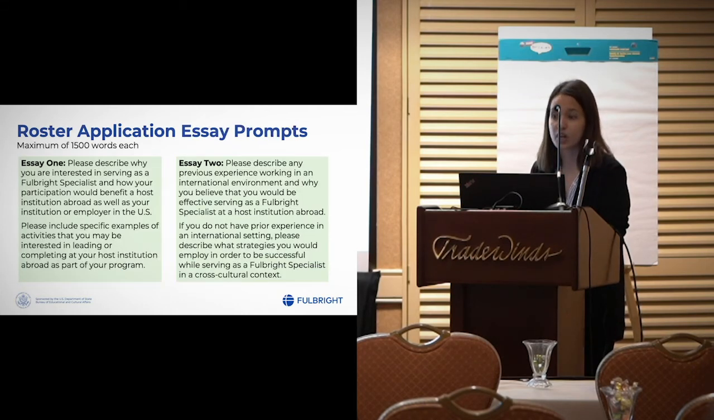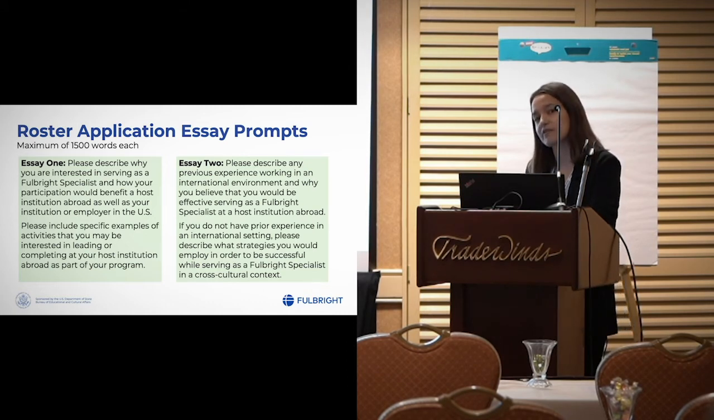So I mentioned I would talk about the essays. So you have 2 essays. They are a maximum of 1,500 words each. Essay 1 is going to ask you to address why you're interested in serving as a Fulbright specialist. And basically, just in layman's terms, like what is your area, what are you an expert in, or what do you feel you're an expert in? Why do you think that would benefit your host institution abroad and your institution or employer in the US?